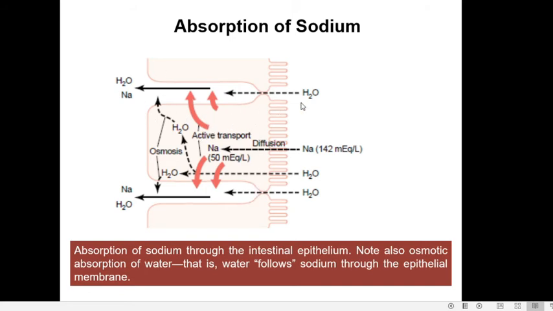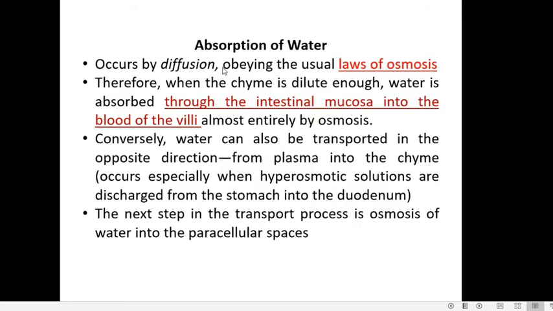So water transport not only occurs from the lumen to the intestinal epithelium, but it also occurs between cells, that means through the paracellular spaces. So these are the two sites in which we can see the osmosis or diffusion of water.